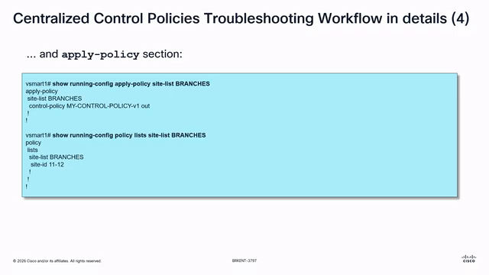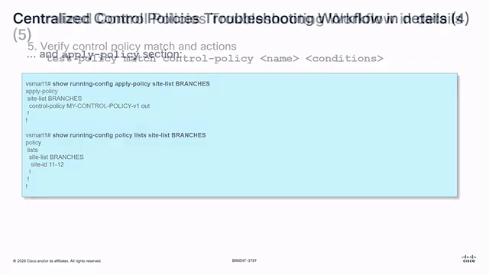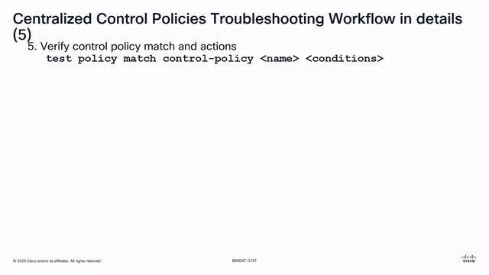And if I'm interested in some particular building blocks of this policy, I can also check them one by one to see if the definition is accurate. Simple, right? More or less. Step number 5, to test the match conditions and which actions will be executed.